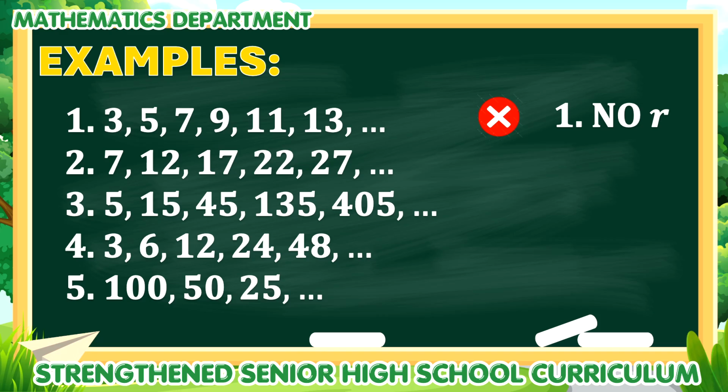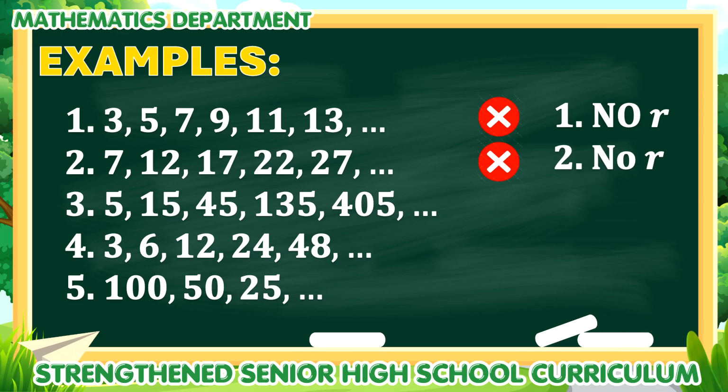For number 2, we are given the numbers 7, 12, 17, 22, and 27. By inspection again, each term is obtained by adding 5 to the previous term. Since we are adding a common number, this is not a geometric sequence because we don't have a common ratio. What we have here is a common difference.